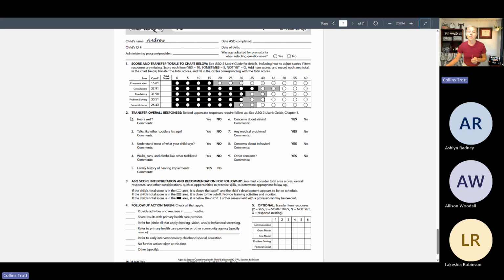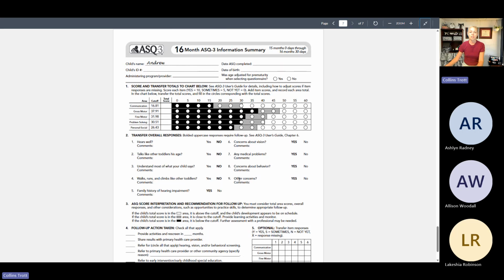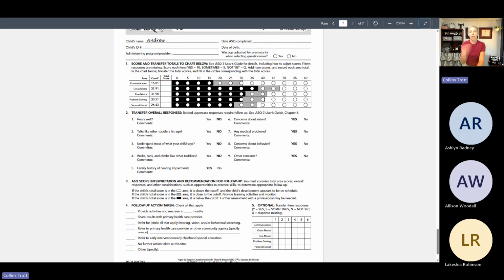The next part is transferring overall responses. Those are going to be the yes/no questions. So I'm going to give you a moment to transpose those as well. And if there are any comments that the parent wrote, make sure that those get transferred to the sheet as well. Because a doctor or any kind of follow-up assessment person isn't going to have the individual score sheet. They're just going to have this summary one. So you don't want to just leave it on the one that the parent filled out. I'm going to give you just a moment to fill out that section.